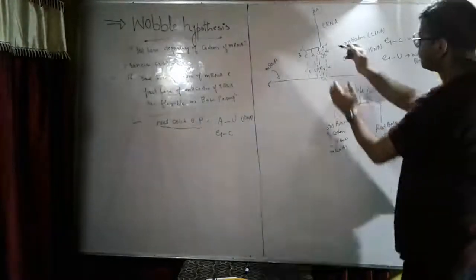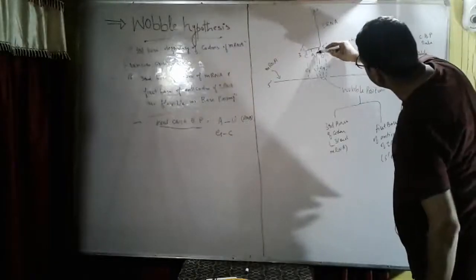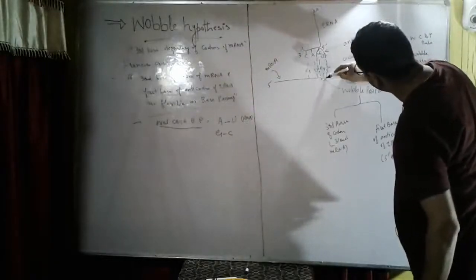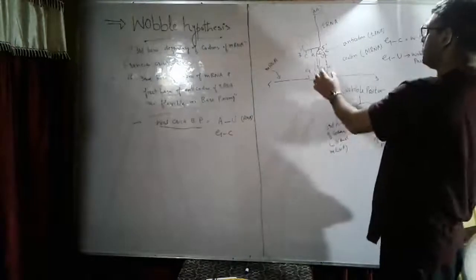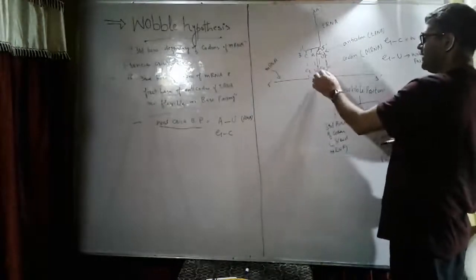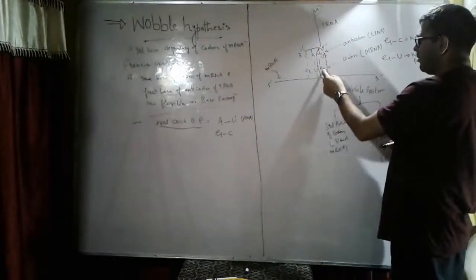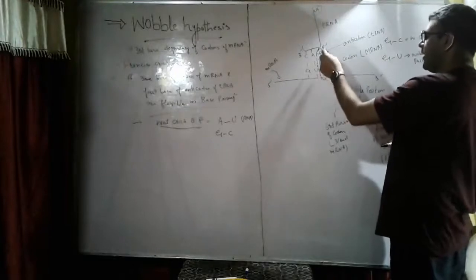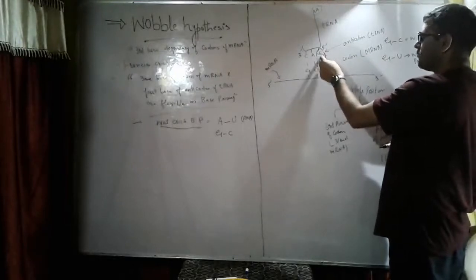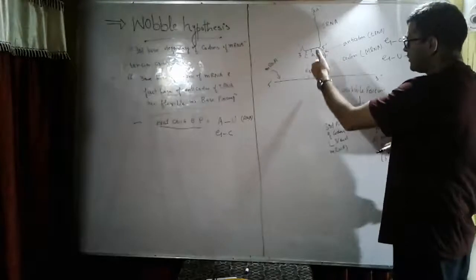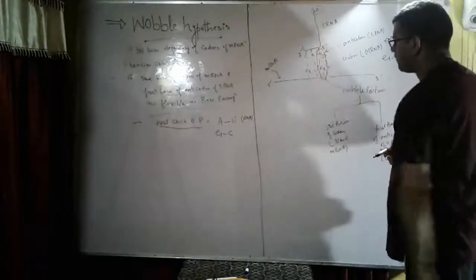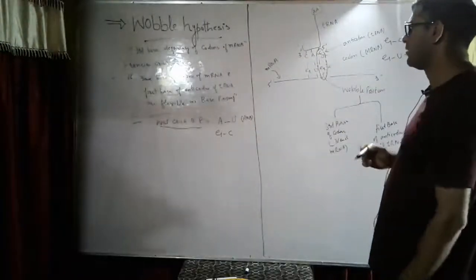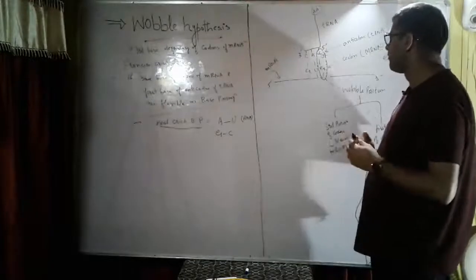So this position is called the wobble position. This wobble position has the third base of the codon of mRNA and the first base of the anticodon of tRNA. They show flexibility in their base pairing. This is what is called the wobble hypothesis.